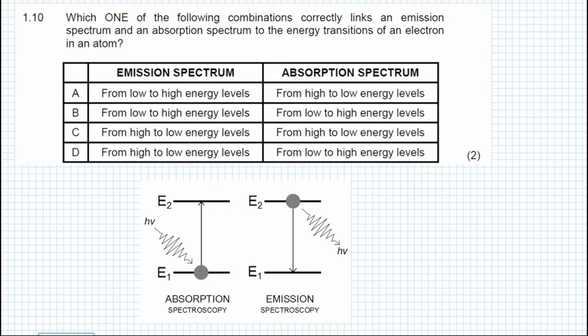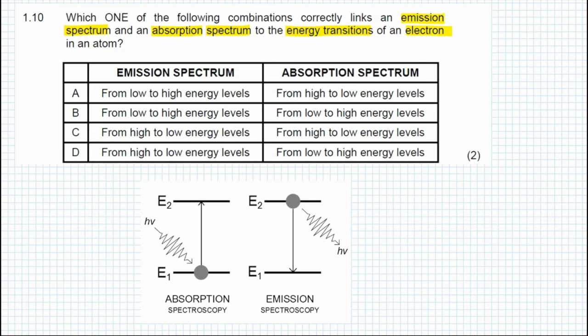Question number 1.10 is the last question we will look at in this video, and it says, which one of the following combinations correctly links an emission spectrum and an absorption spectrum to the energy transitions of an electron in an atom? So here we're dealing with how an electron moves when it absorbs or loses energy. The wording here in the options is from low to high energy levels and from high to low energy levels. And I've included an image at the bottom to help us. This image is not given in your exam.